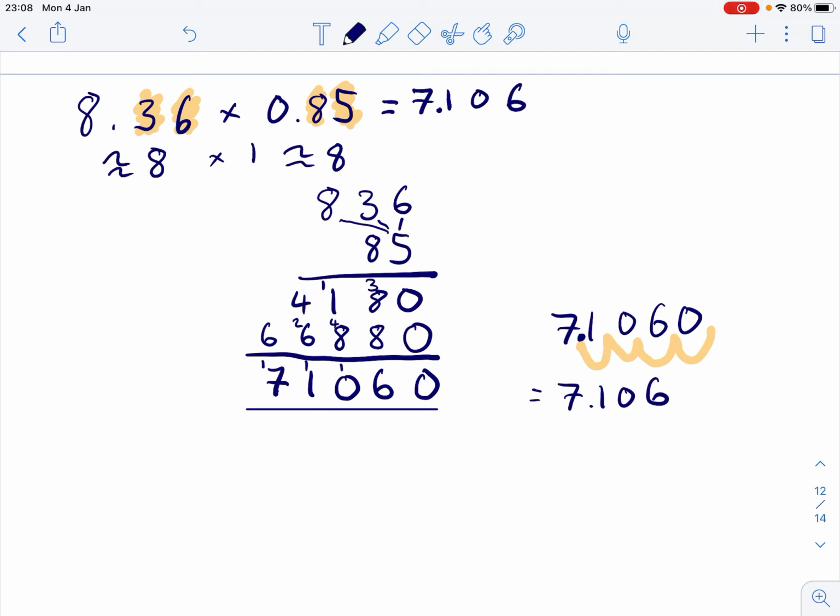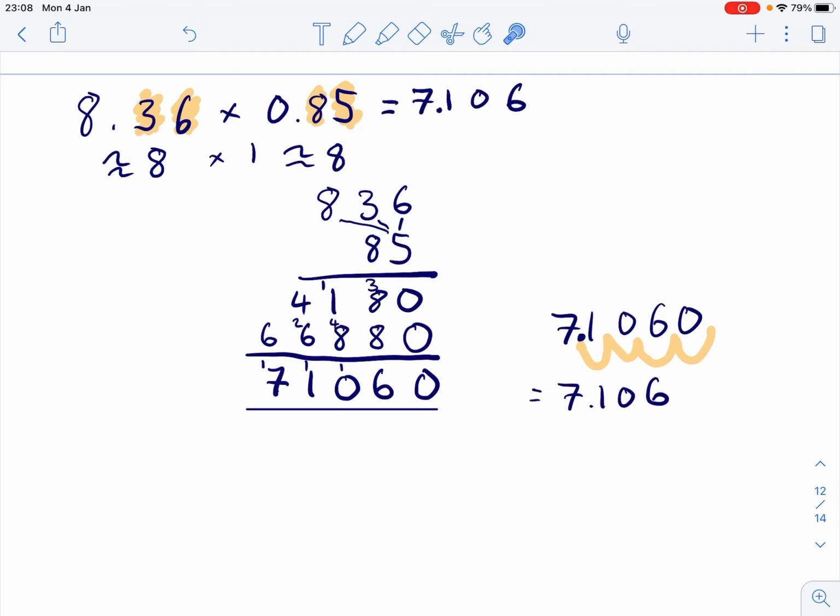If you're wondering why this works, and why we're sort of taking decimals out and then putting them back in, well, what we're actually doing in all of these is we're multiplying this whole thing by a power of 10 to remove the decimal. So 8.36 has been times by 100, and 0.85 has been times by 100. So in my final answer, I need to divide by that 100 twice, which is why we end up moving 4 spaces from that final answer.